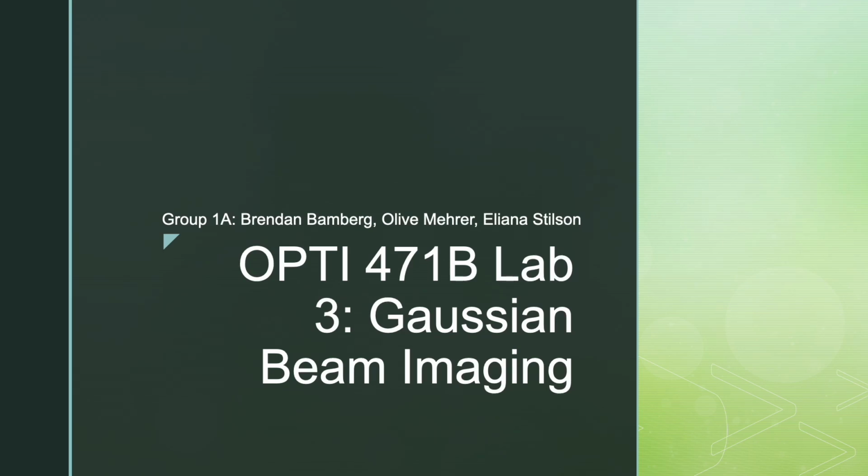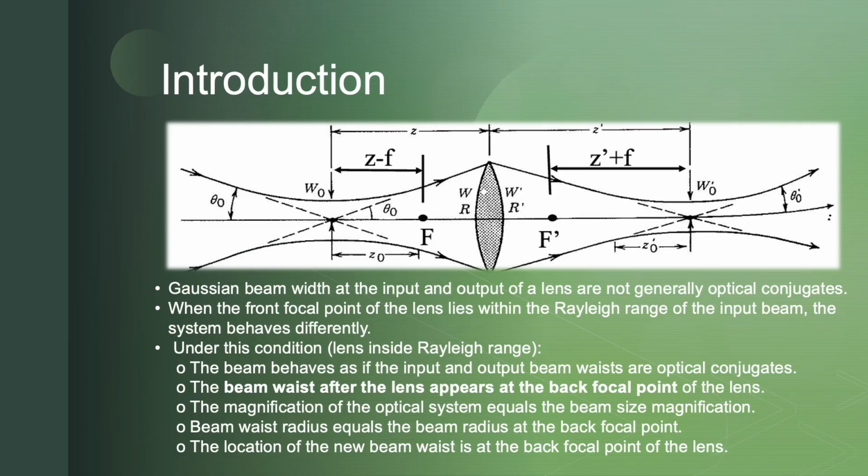This is the makeup lab for OPTI471B Lab 3, Gaussian beam imaging, by Group 1A. In the previous lab, we gained a better understanding of Gaussian beams and their beam profile. In this lab, we will further this understanding by seeing what happens when we send a Gaussian beam through a lens. To do so, we will work with components such as Keplerian beam expanders, spatial filters, and shear plates.